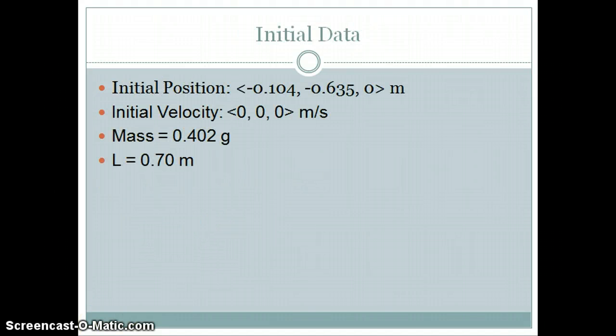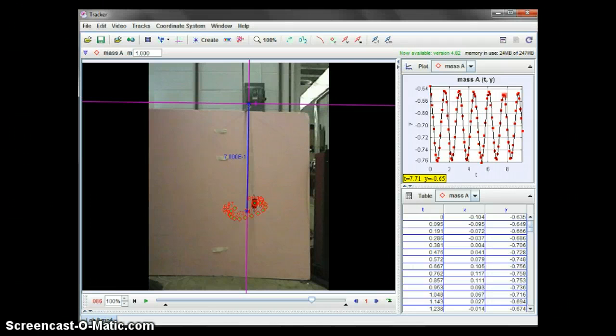The initial data in this experiment include the mass's initial position, its initial velocity of 0 meters per second, its mass of 0.402 grams, and the length of the stretched spring at rest, L, which is 0.7 meters. After entering the information into Tracker, here's what I got. From its initial position from rest, L is 0.7 meters, as explained before, and the y-axis was lined up with the spring at rest, which needed to be tilted just slightly.